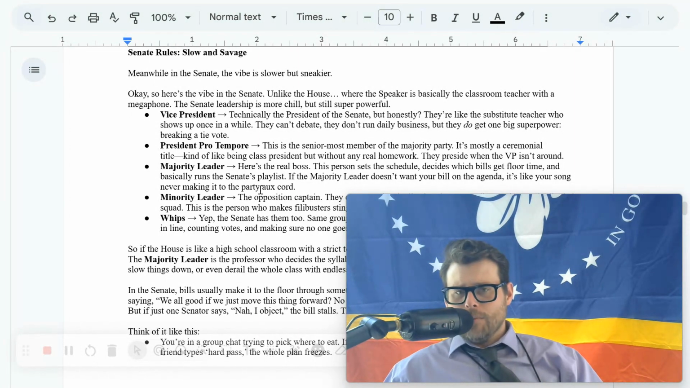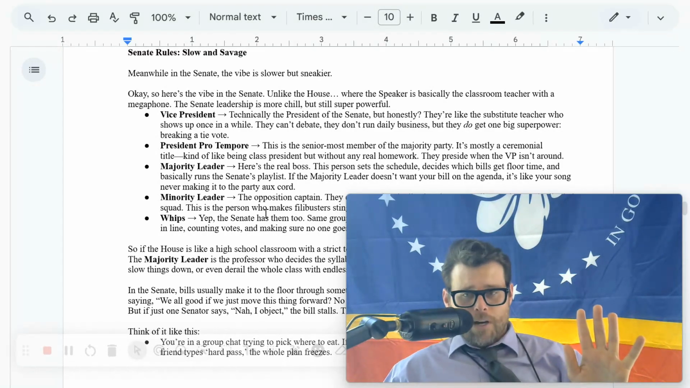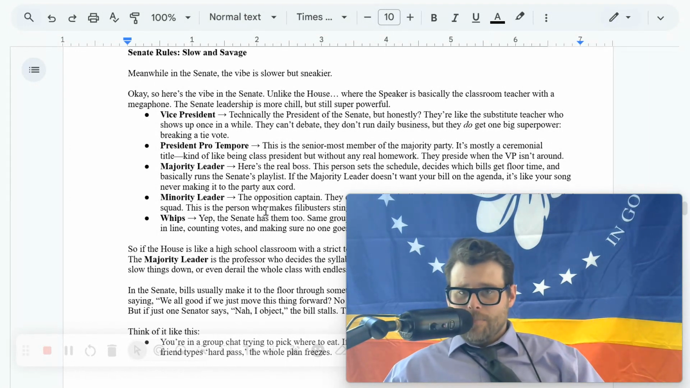Next up is the president pro tempore, or the president pro temp. The president pro temp is Chuck Grassley right now. Chuck Grassley is from, if I'm not mistaken, Iowa, and he is 91 years old, been in Congress since, I believe, the 80s or 90s. He is a senior, if you've ever seen a senior, and he's respected, right? But what's his job? Okay, so this is the senior most member of the majority party. He's Republican, and he's been in the longest. It's mostly a ceremonial title, kind of like being class president, but without any real homework. They preside in the VP's place, J.D. Vance's place, when he's not there, and they break ties.